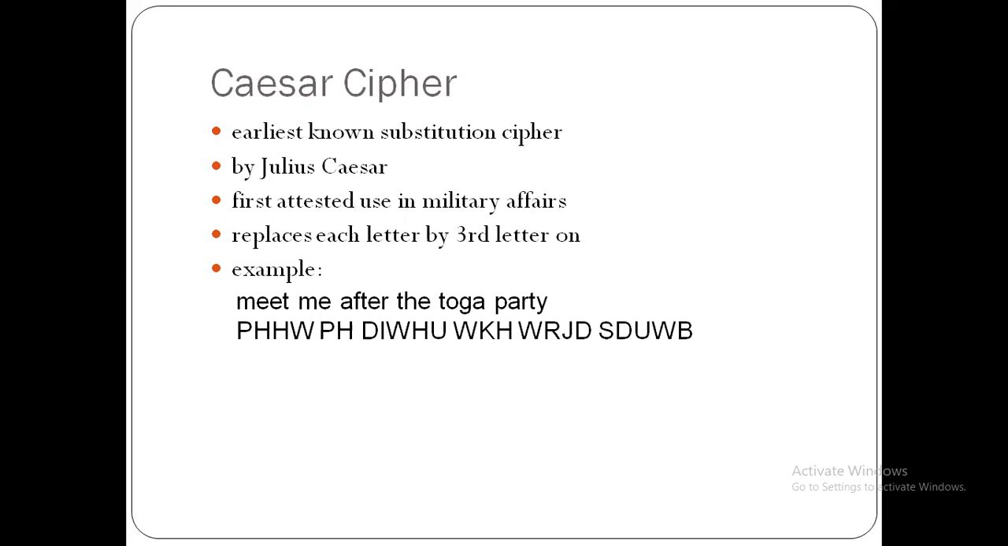You can see in the case of the Caesar cipher, we try to replace each letter by the third letter on. It's like M becomes P, E becomes H, T becomes W. M, N, O, P, the third one. E, F, G, H. Similarly, the other letters.